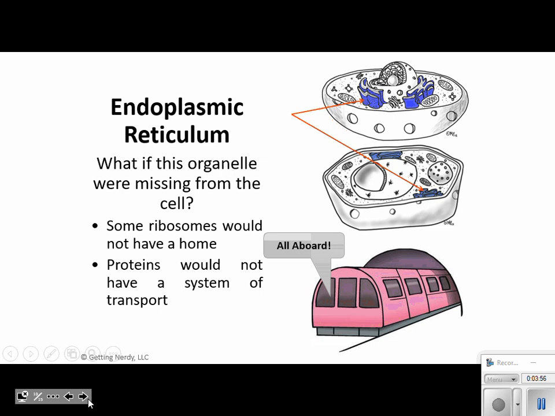So, you can see down at the bottom there, the little shuttle train. Okay? The little shuttle train is the ER. What's it shuttling out to the cell? Okay, what's the ER shuttling out to the cell? Proteins. Okay? Proteins.